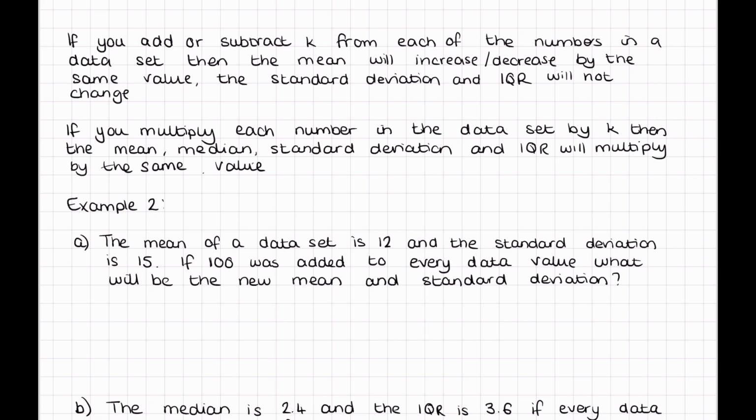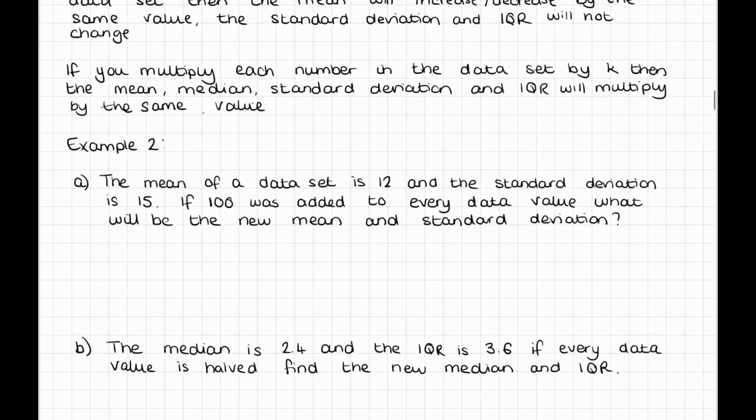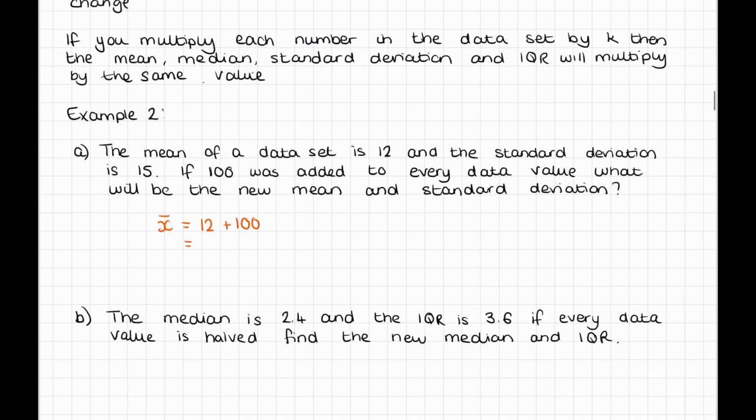So here's the example. Part A, the mean of a data set is 12 and the standard deviation is 15. If 100 was added to every data value, what will be the new mean and standard deviation? Now, because we're adding, it means the mean is also going to go up by the same amount. So if our original mean was 12, we're adding 100 to every value. Our new mean would just be 12 plus 100, which is 112. Now, because we've added 100 to every value, the spread of the data hasn't changed, which means our standard deviation will stay the same at 15.